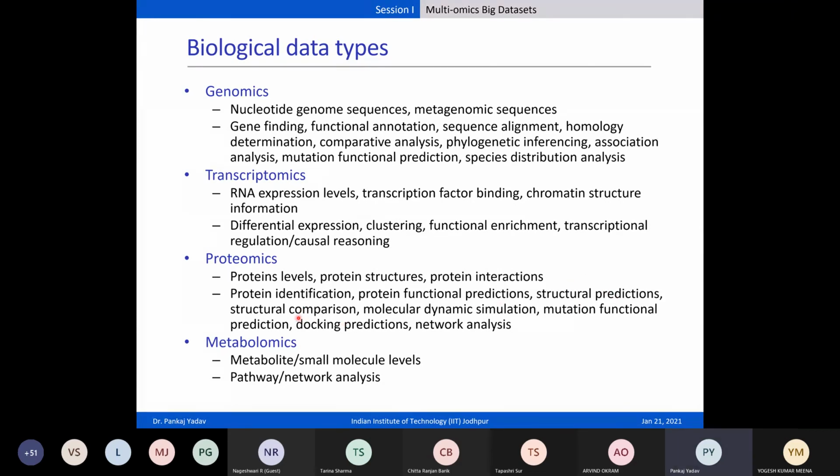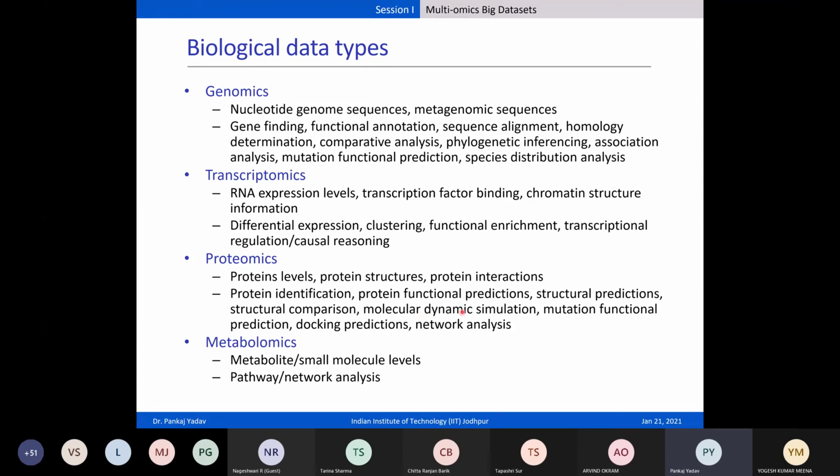You can also compare two or more structures, how similar they are, or in which regions they are different. So structural comparisons based on graph theory have also been done. A lot of work has been done in this field.